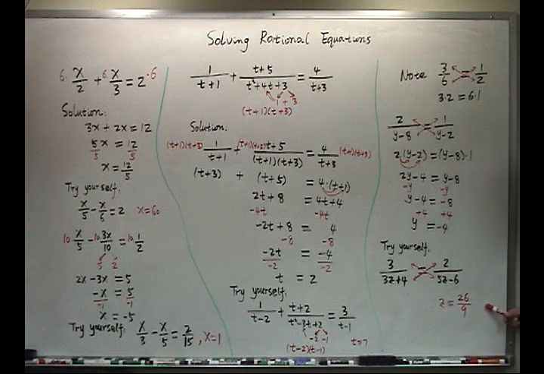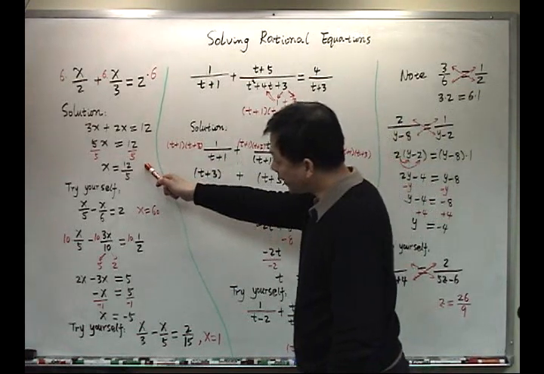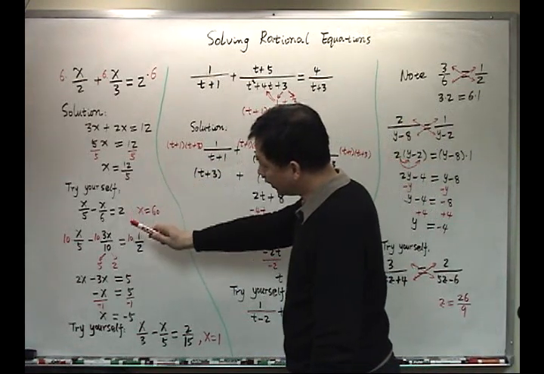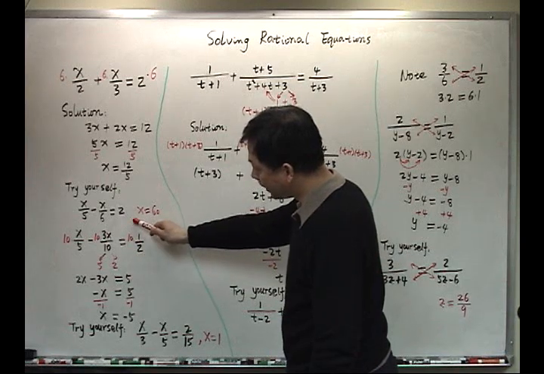Eventually, you will have the answer for z. z equals 26 over 9. That's the final answer. Okay? So here we did example 1, example 2.